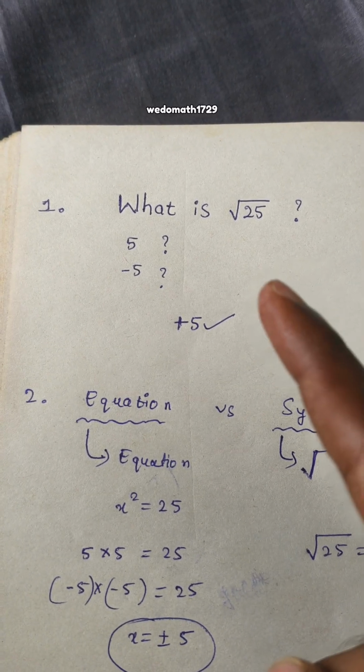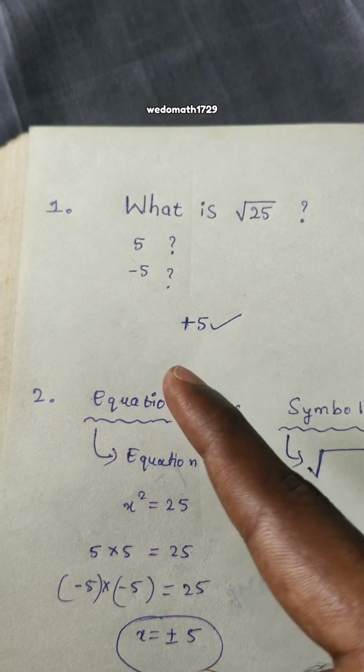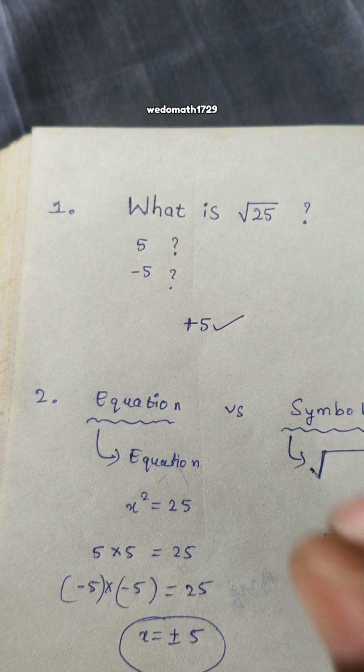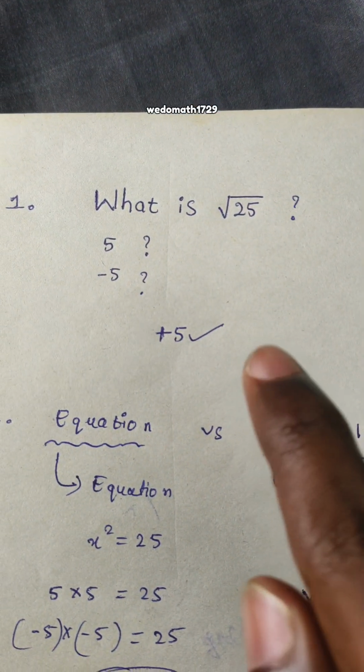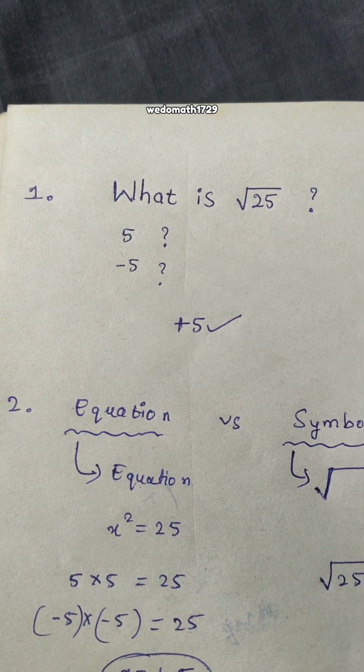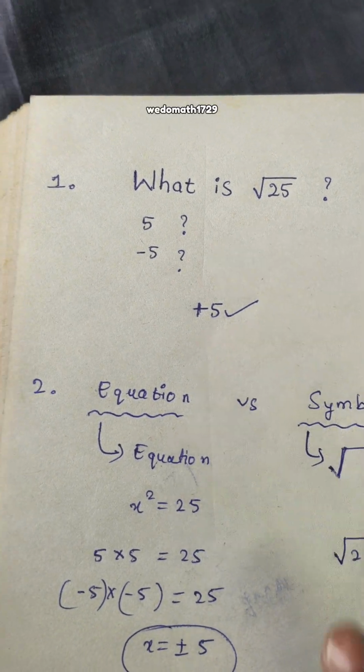What is the square root of 25? Is it 5 or minus 5? If you think both of them are correct, you are absolutely wrong, because only positive 5 is the answer. So let us see why is it the case.